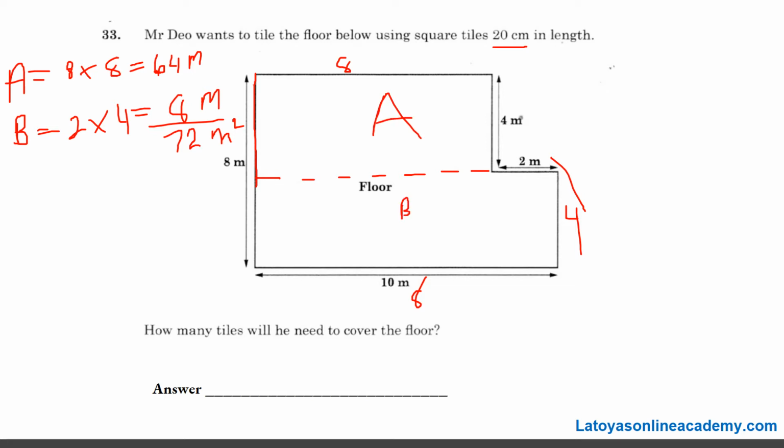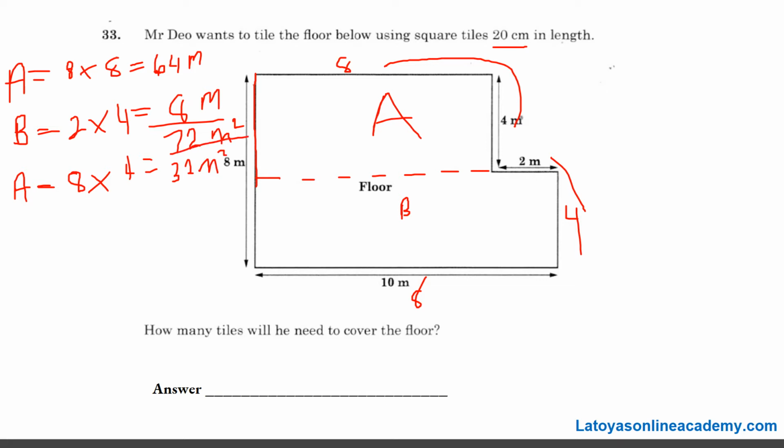Let's find the area of shape A. We have two rectangles now, so we would have to multiply 8 by 4. So 8 by 4, I'm labeling this shape A. So to find the area of shape A, it is going to be 8 by 4, which is going to give me 32 meters squared.